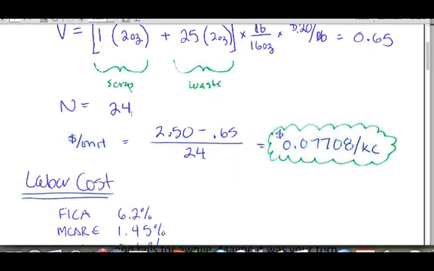And then the N value is 24, because 24 out of 25 are good. So then I just do R minus V over N, and I get this value for the raw material cost.